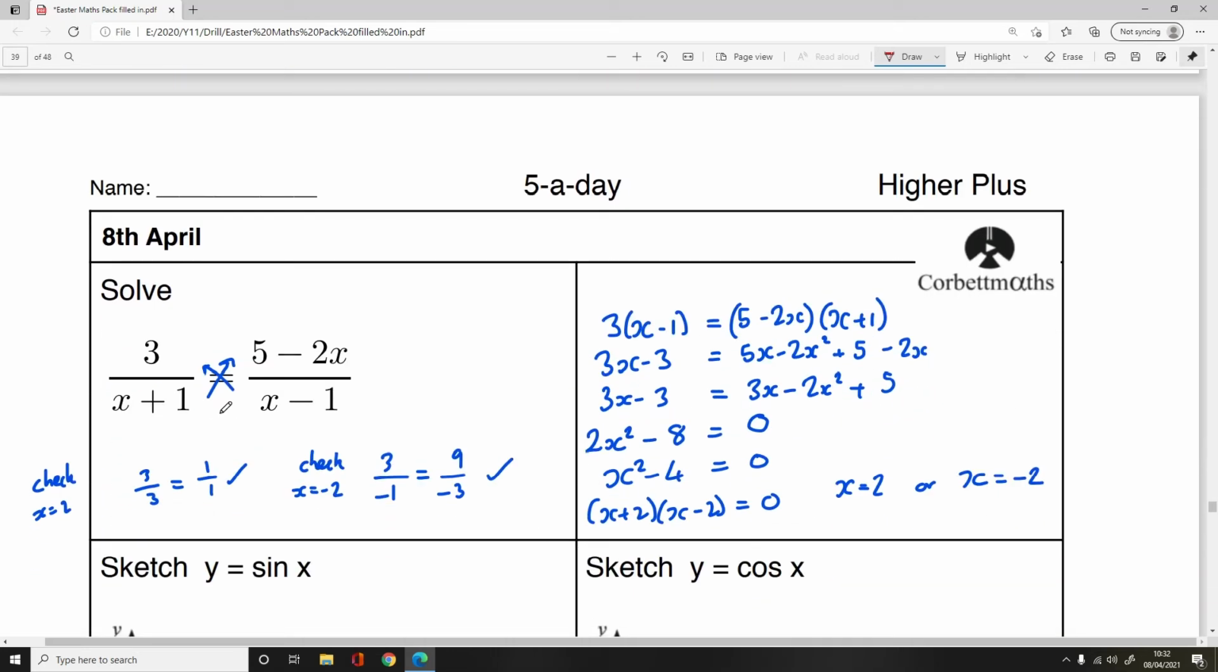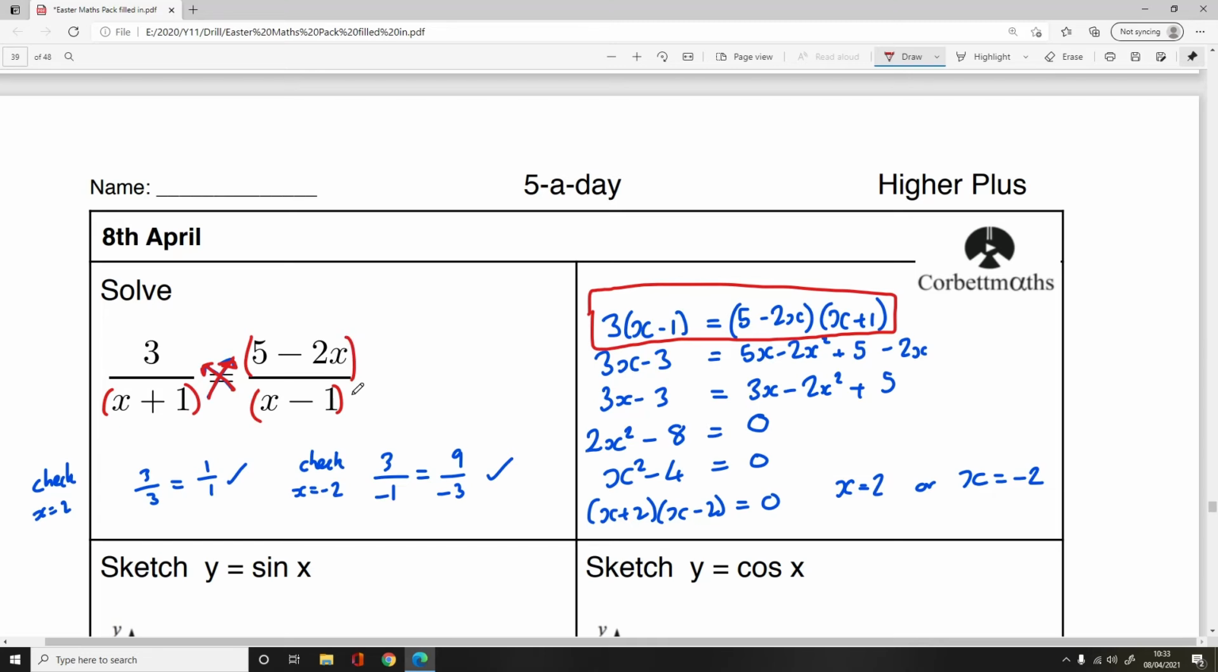The first question, you want to use something we would call cross-multiplying. So that means that we're going to multiply the 3 by the x minus 1 that's on the bottom of the other fraction. We're going to multiply the 5 minus 2x by the x plus 1 that's on the other fraction. So we'd start off with this line here. That 3 times x minus 1 is 5 minus 2x times x plus 1. And think about them as being brackets, not just 5 and 2x.